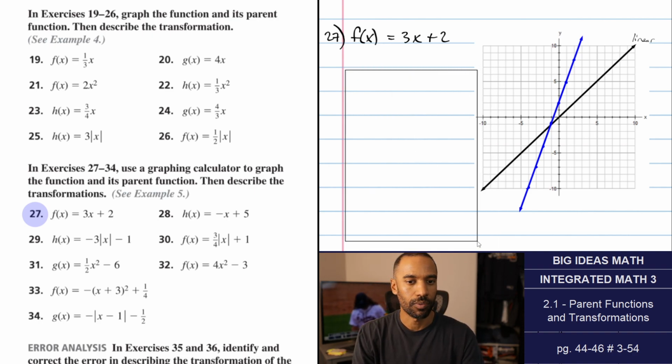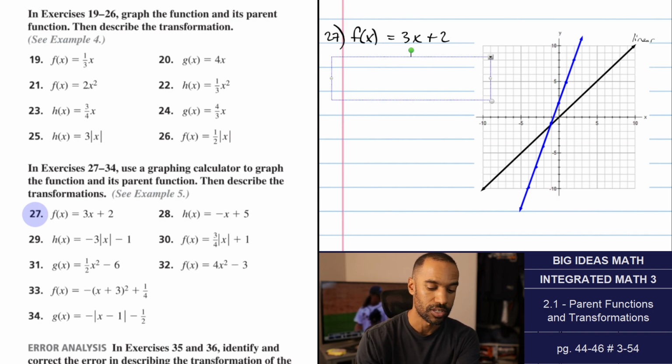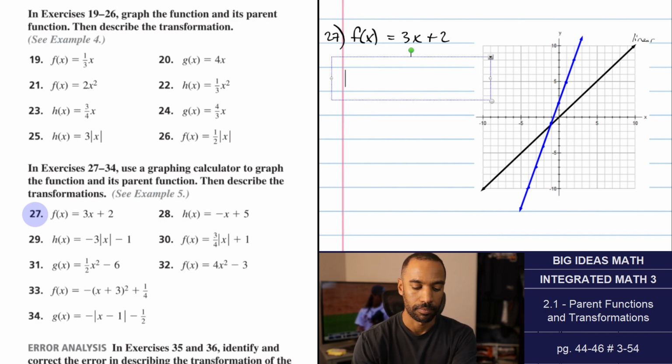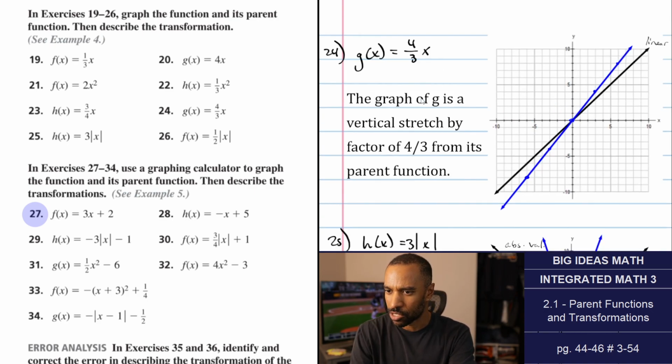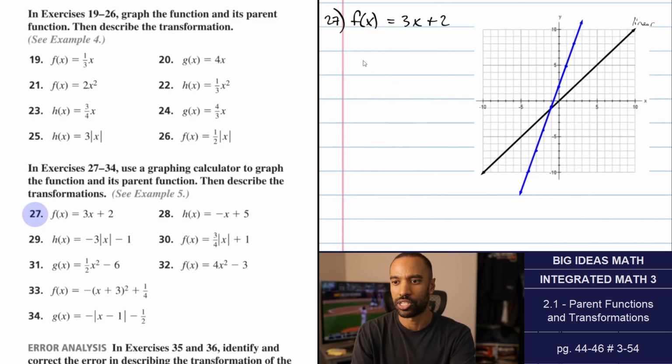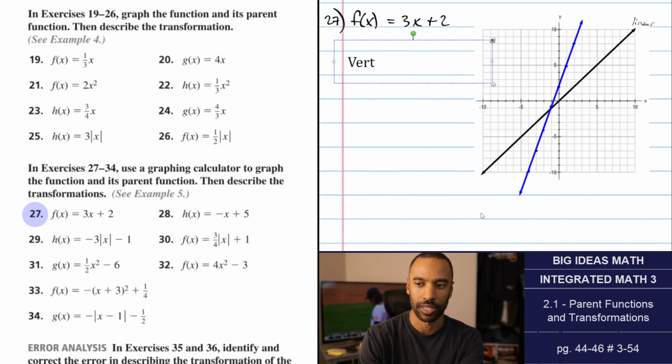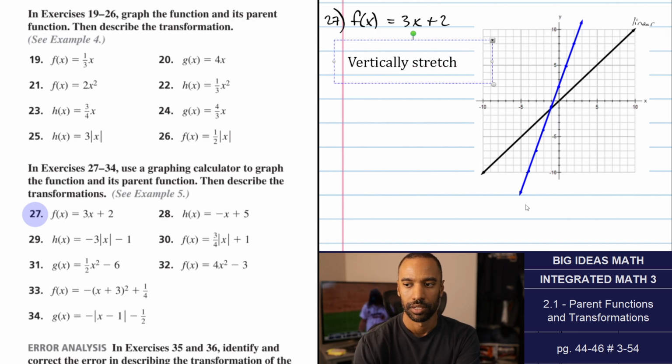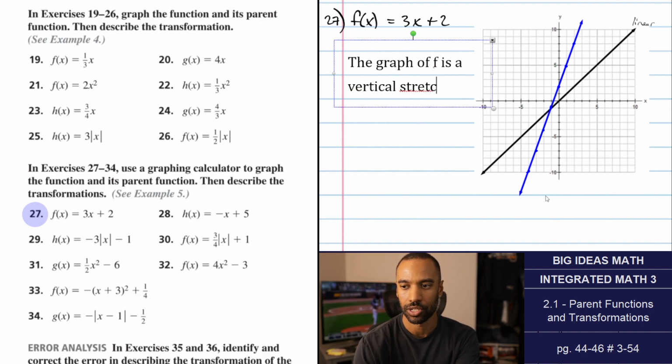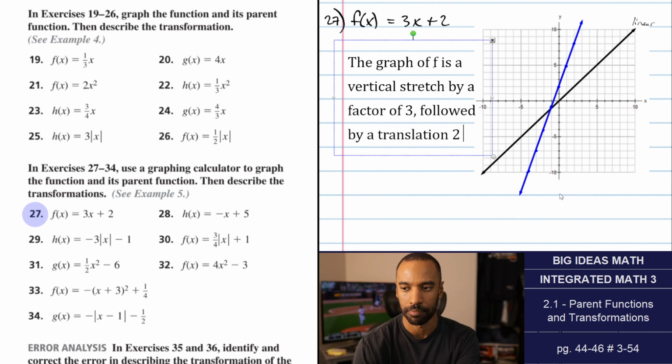So that's where we say, when it says describe the transformations, how do I begin? How did I begin saying these ones? The graph is a... So vertically stretch the parent. Never mind. The graph of f is a vertical stretch by a factor of 3, followed by a translation 2 units up from the parent function.